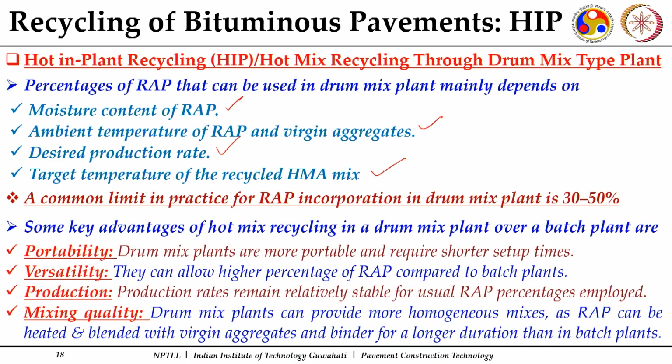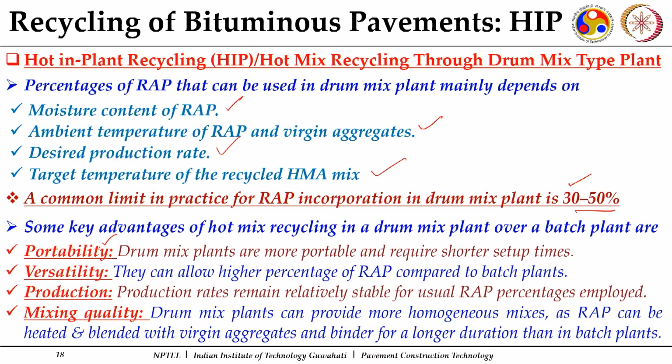If the target temperature of the recycled mix has to be high, then you need more time, and you need to have the virgin aggregates heated to higher temperatures. But the typical percentage usually recommended is around 30%, with a range of 30 to 50%, and with some more modifications higher percentages have also been tried. But a typical percentage is around 30% for the recycled mixes through the drum mix plant.